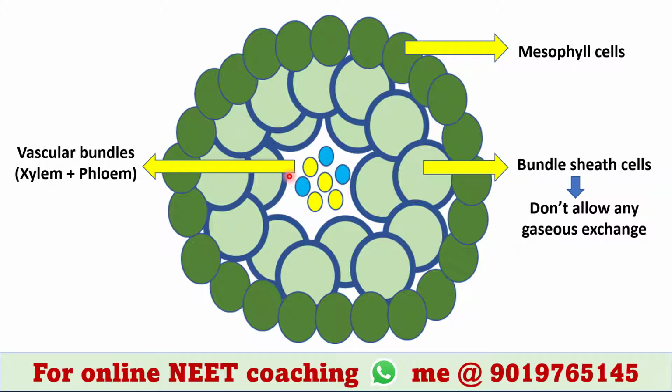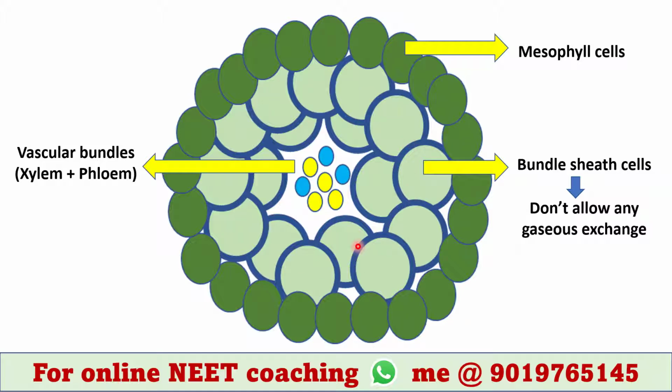The leaves of these plants have some large cells called bundle sheath cells. These cells surround vascular bundles where mainly xylem and phloem are present. The bundle sheath cells form several layers around the vascular bundles like these. These cells have very thick walls like these. Hence, they do not allow any gaseous exchange.